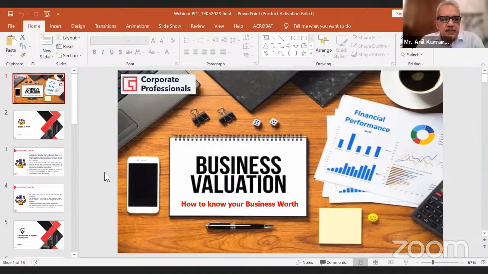Just to introduce myself, I am a plant and machinery valuer registered with IBBI. I'm also a wealth tax valuer. I'm now a director in Corporate Professional Valuation Services, the RVE which is hosting the seminar, and both Sanchit and I are part of the same RVE. I'm also an insolvency professional, so I have a deeper sense of what the insolvency laws say about valuation.